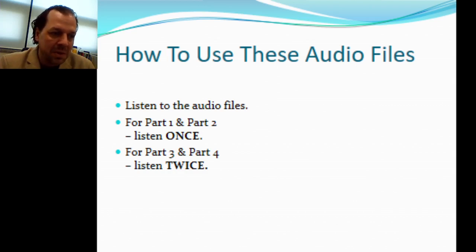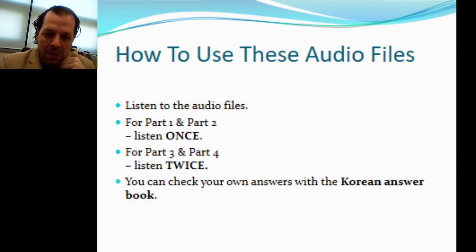For the exams, you won't be able to listen twice, but for your studying, if you find it difficult to choose the answer the first time, try it again. You can also check your own answers. That's why I'm not going to be asking you to share your work with me, because you have the answer key and it wouldn't make sense. I can't really give you points when I know you have the answers. If any of you students are not Korean, you still have the answer key. It's part of the book.